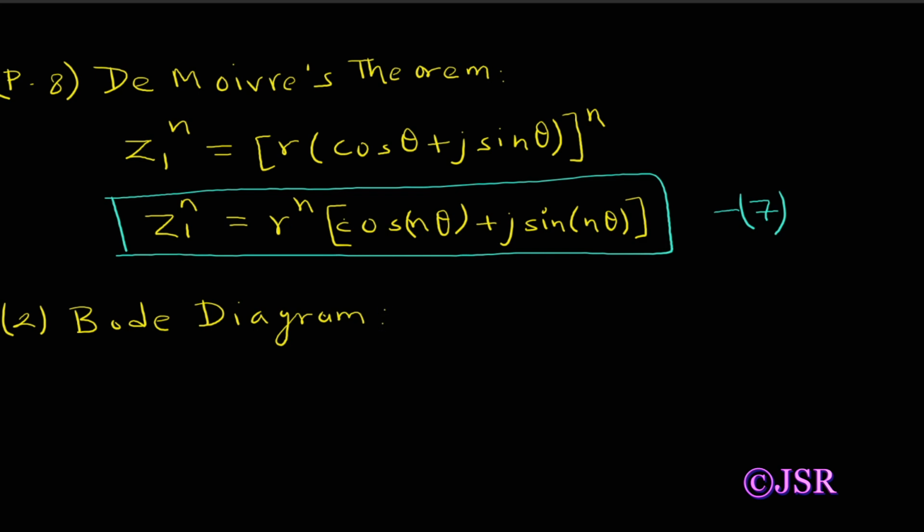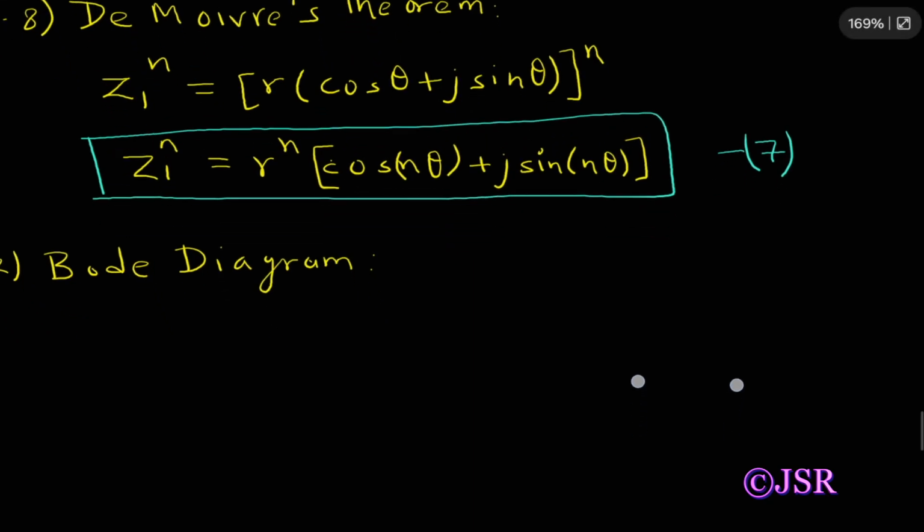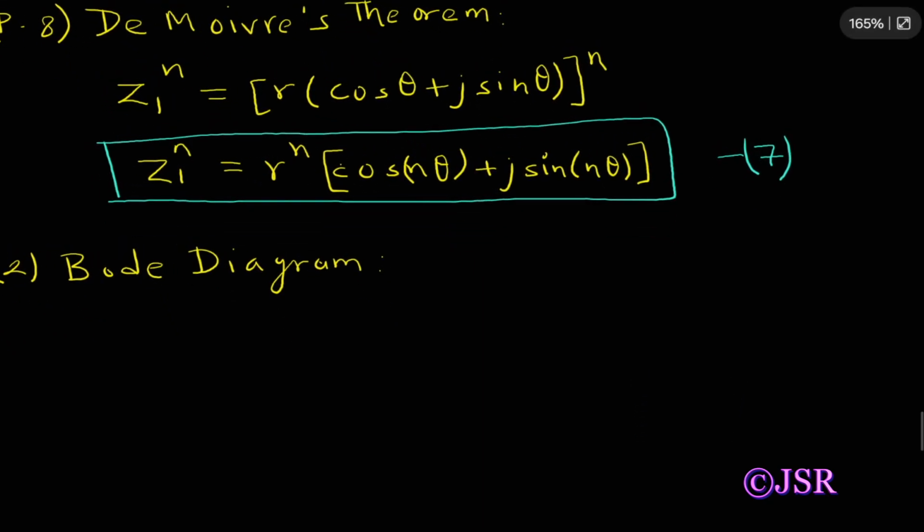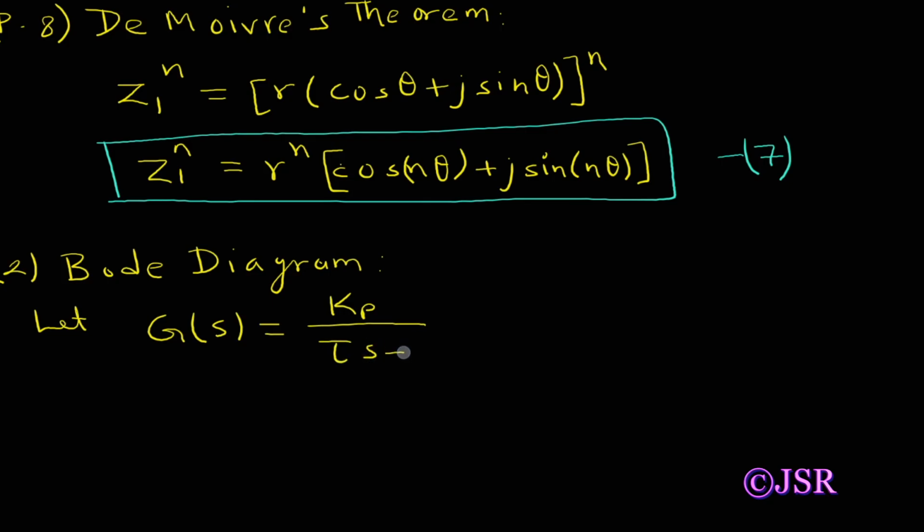So let's start with the first order system. Let's assume we have a transfer function for first order, G(s) equal to Kp upon tau s plus 1, and that is given by equation number 1.